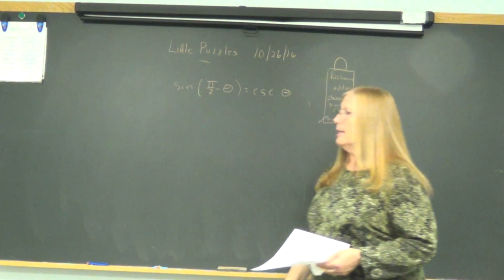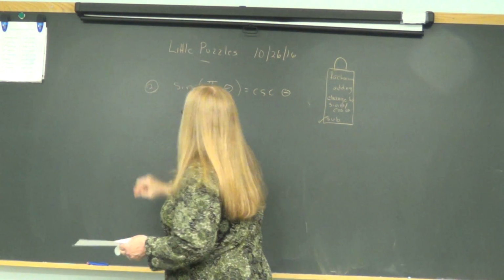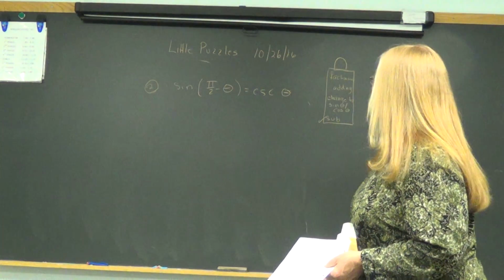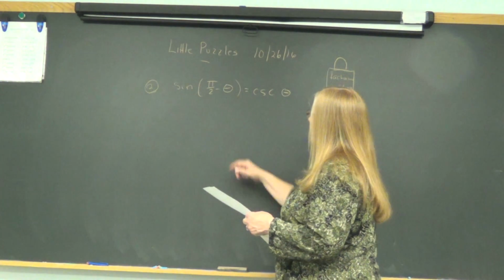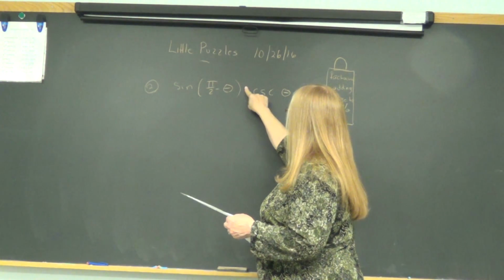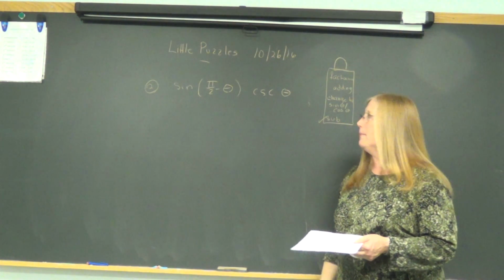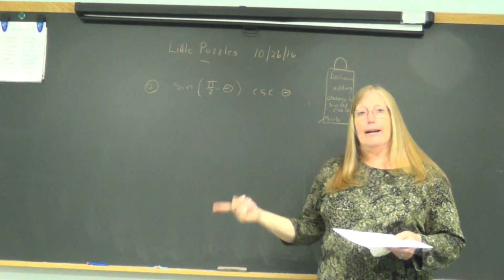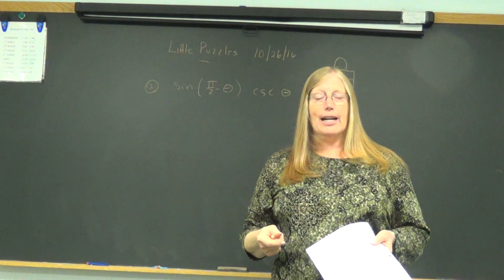All right, the second one, the command is to simplify. We're looking at a little puzzle and we're trying to simplify it. We are doing sine of pi over 2 minus theta times cosecant theta, and I want to simplify that. Well, I always want to get pi over 2 minus theta out of my expression, so I can do that with a trig ID.